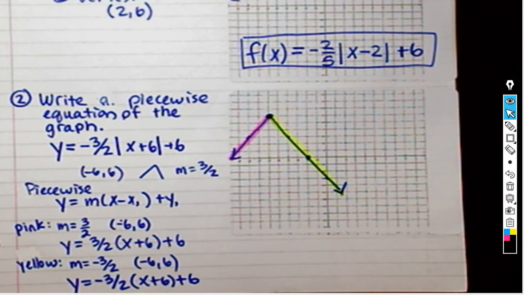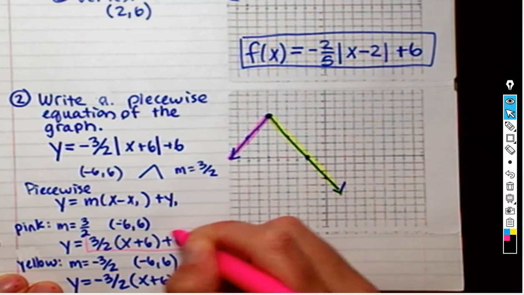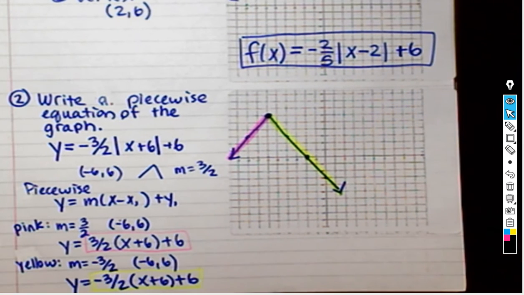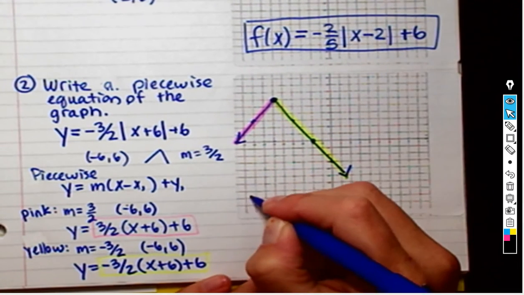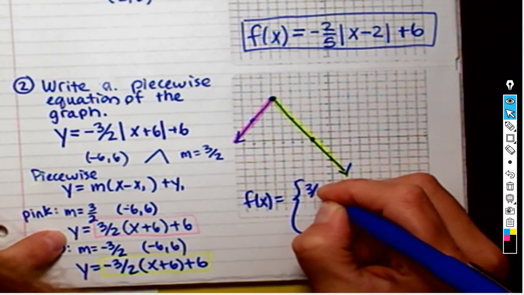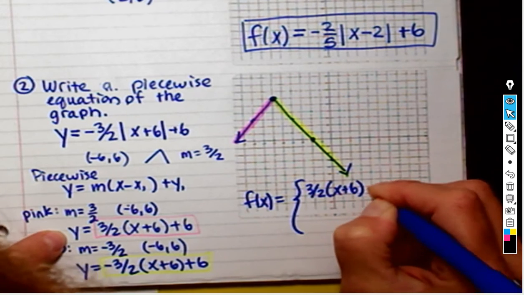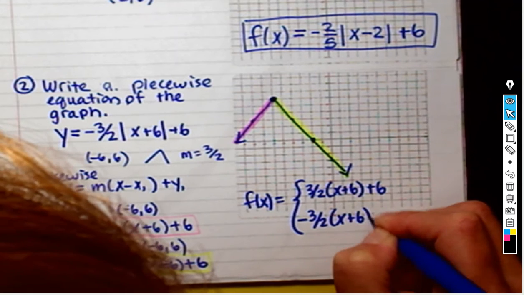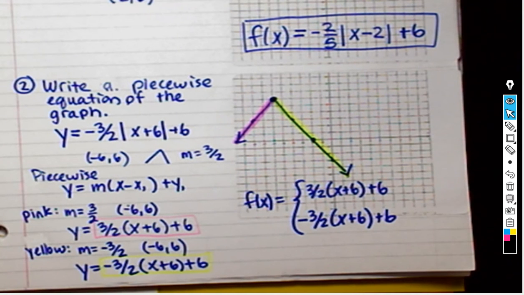Okay, I'm ready. I've got the pink. I've got the yellow. And now I'm ready to put it into the piecewise format. f of x equals. All right, so I'm just going to start with the pink.